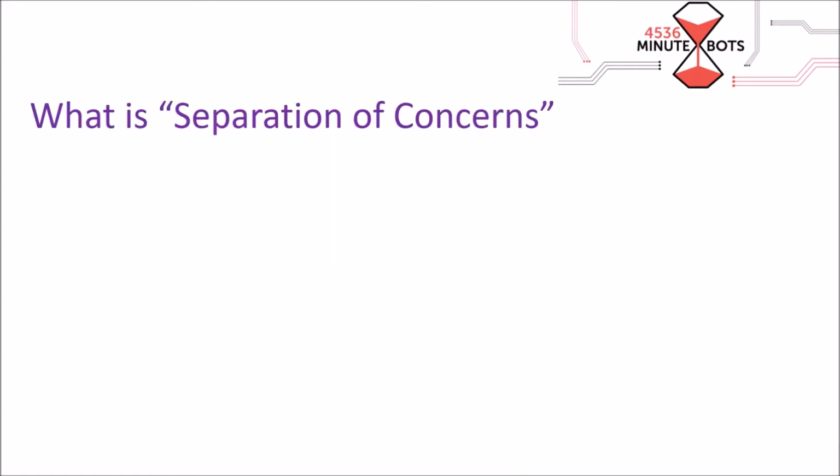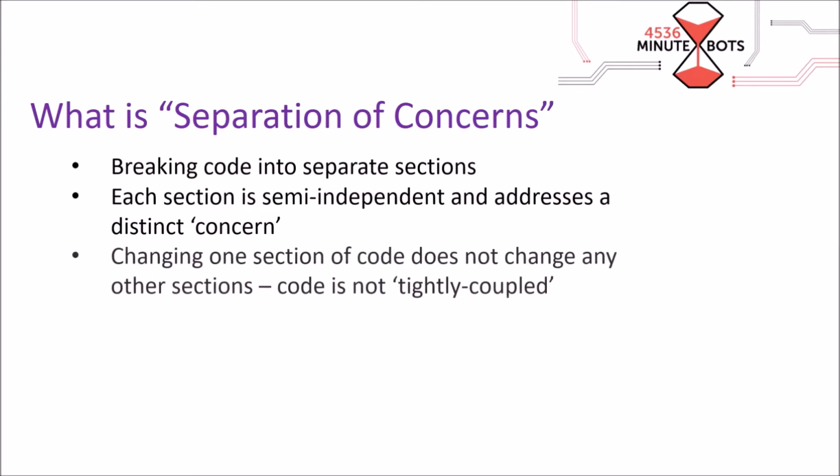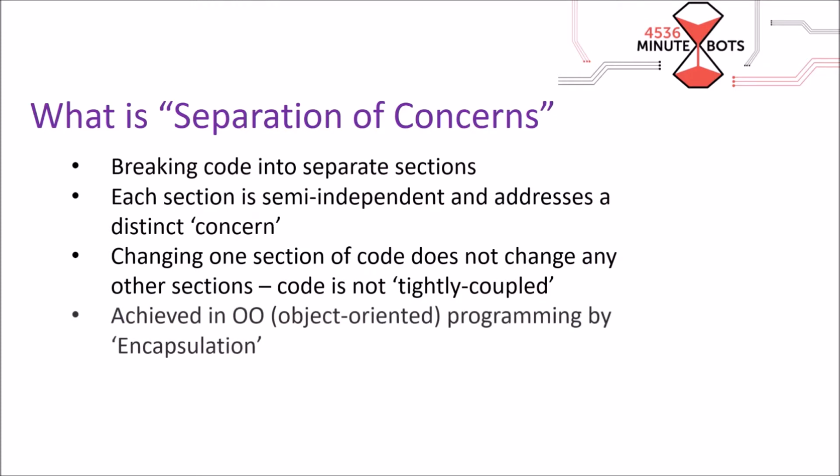So what is separation of concerns? Well, separation of concerns, put simply, is breaking the code into separate sections. And these separate sections are designed so that they are semi-independent, and each of them addresses what is called a concern. Each of them has their own concern. This means changing one section of code does not change any of the other sections if it's done well, because the code is not tightly coupled. Sometimes you'll have to do that, but generally you can avoid it.